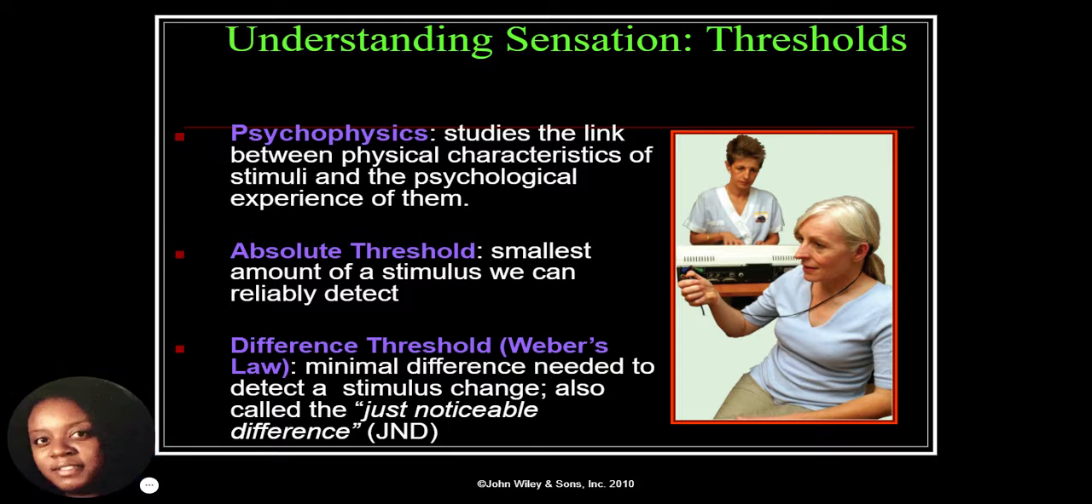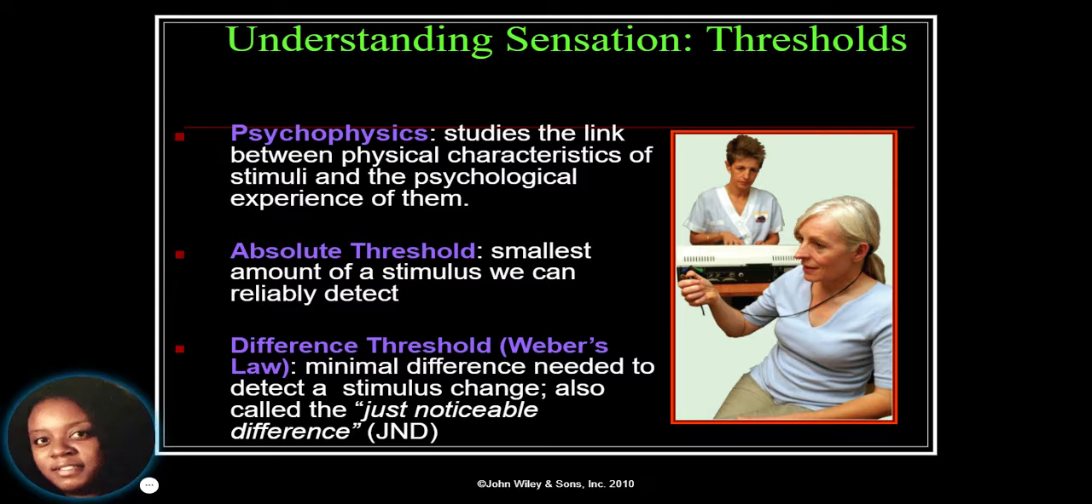Psychophysics is the field that studies the link between the physical characteristics of a stimulus and how we psychologically perceive them. Two parts of psychophysics are absolute threshold and difference threshold. Absolute threshold is the smallest amount of a stimulus you can reliably detect. Like how far away can you see a dim light in the dark? Your absolute threshold would be how far you can go away to see that.